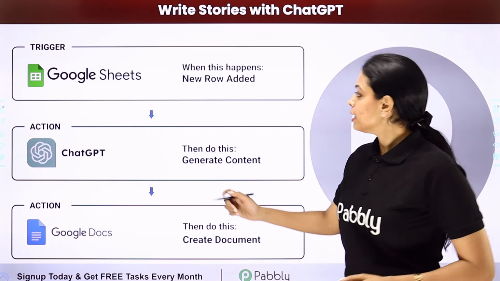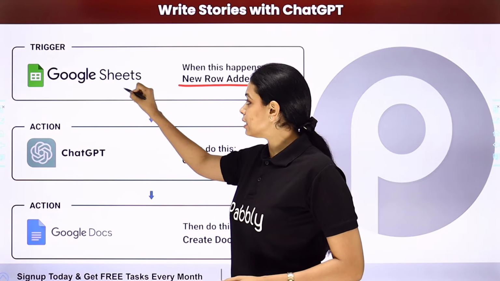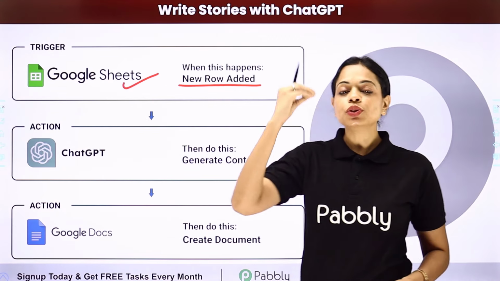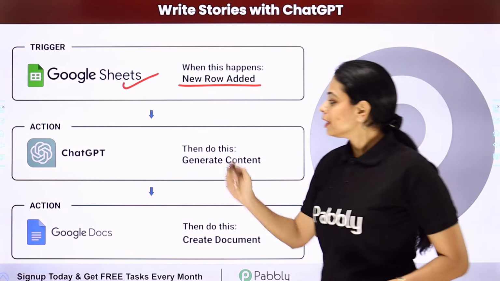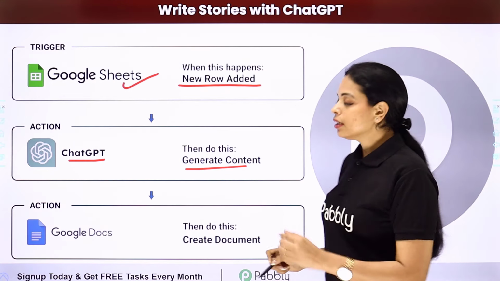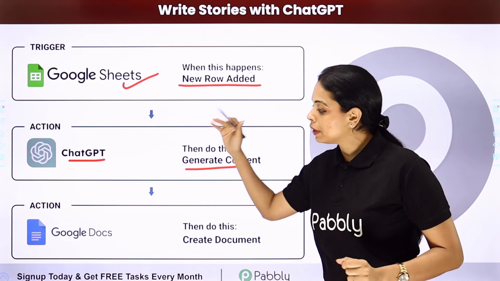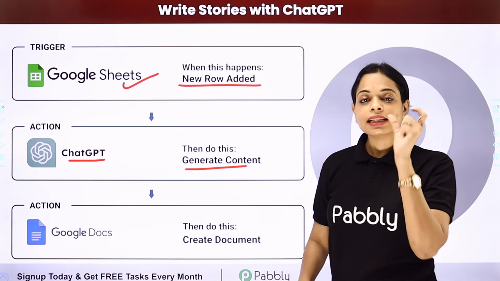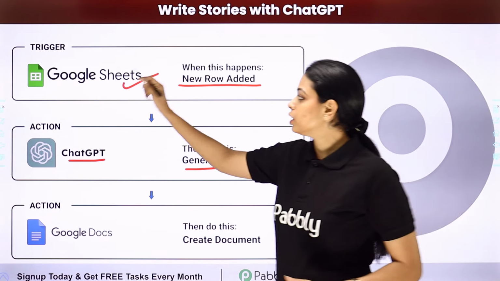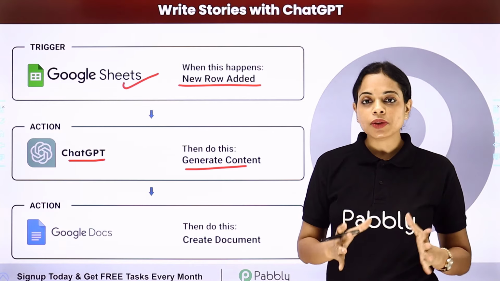Now, here, let's say that every time a new row is added in your spreadsheet, here we have taken the example of Google Sheets. So, every time a new topic is added, you want that with the help of ChatGPT, first the story should be generated. And then a document should be created in the name of the story, and then this story should be appended to the same document. Then the link of that document should be again shared in Google Sheets. Now, how can this entire thing be integrated and automated?